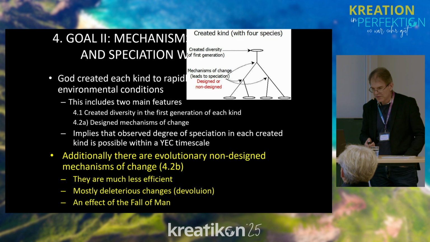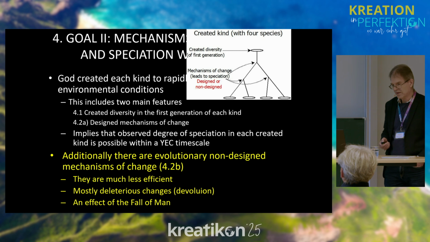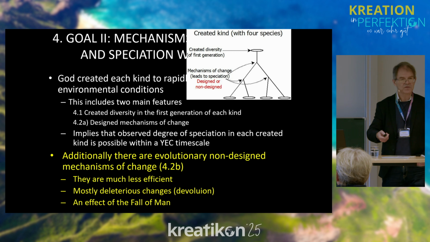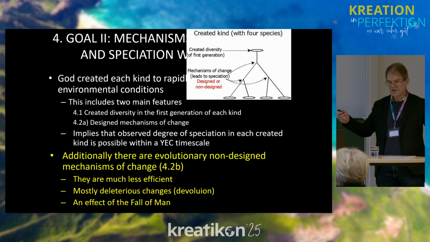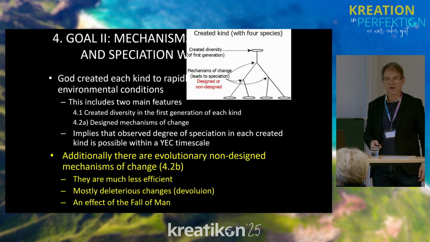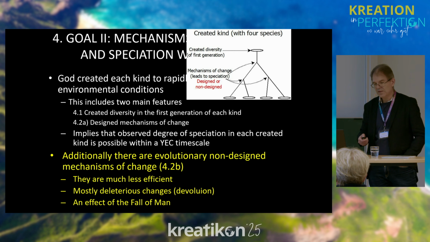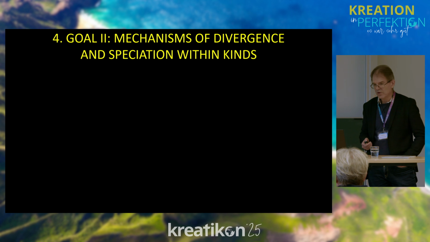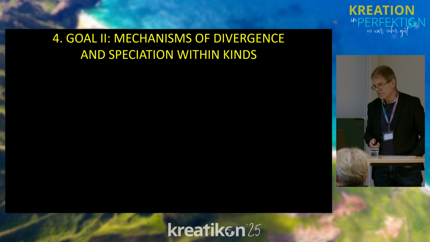But then we also have another evolutionary non-design mechanism of change, and they are much less efficient, and these are deleterious changes. Most well known are mutations from one generation to the next, like copying errors, and we can think of them as an effect of the fall of man. So God's creation was perfect, but then we have decay in nature after the fall of man, and they can also, to some extent, cause speciation. We can have chromosomal rearrangements and things like that because of this genetic decay, and that can lead to speciation as well. So let's look more closely into, first of all, the created diversity.